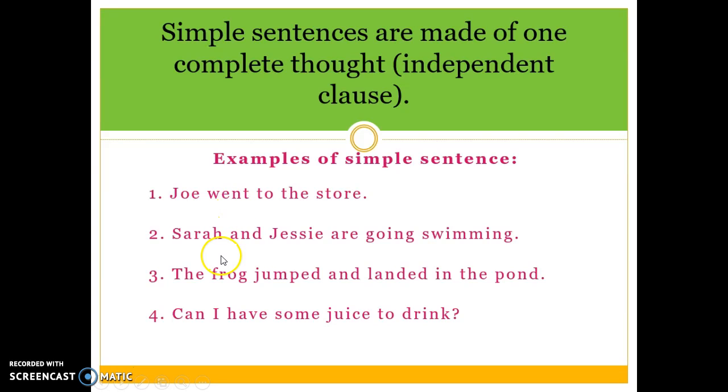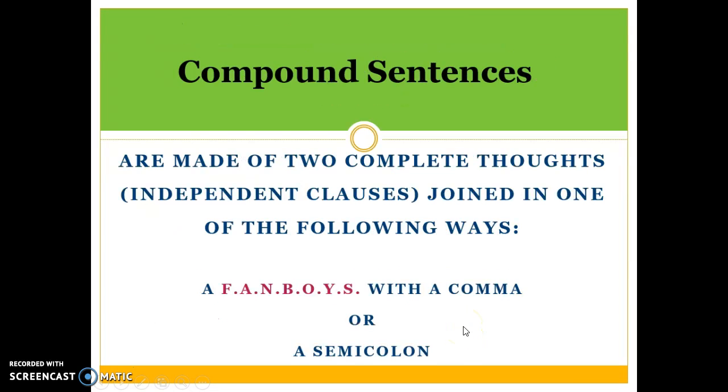Sarah and Jesse are going swimming. It has 2 subjects, but it's still a simple sentence. The frog jumped and landed. Frog is your subject. Jumped and landed is your verb. Still a simple sentence. And a question, can I have some juice to drink? These are examples of simple sentences.